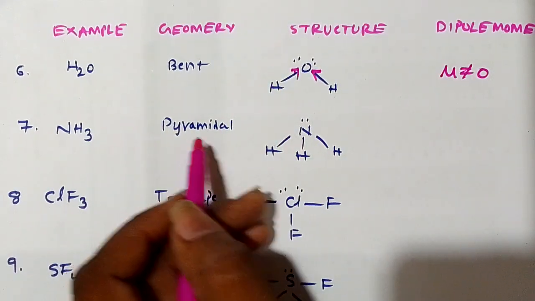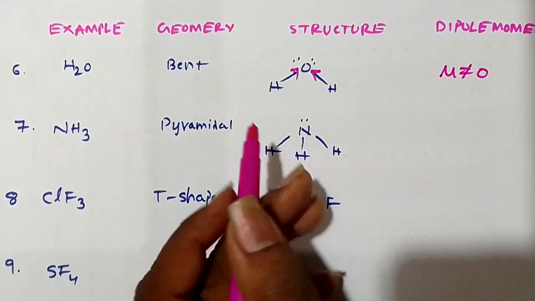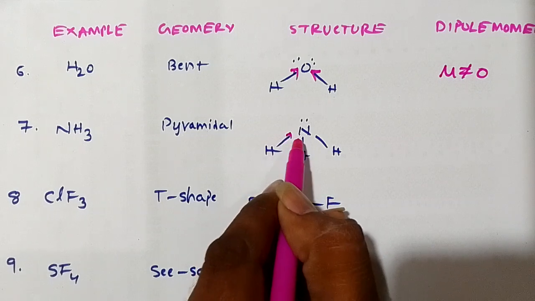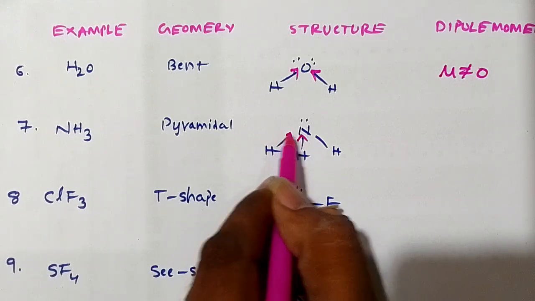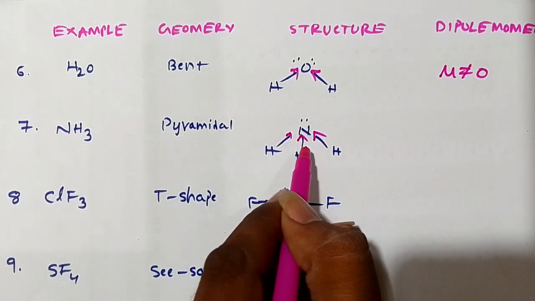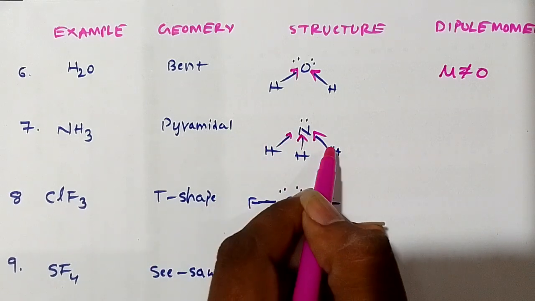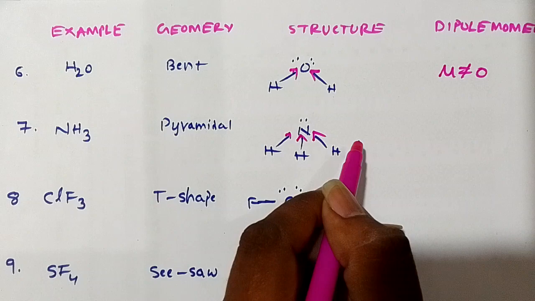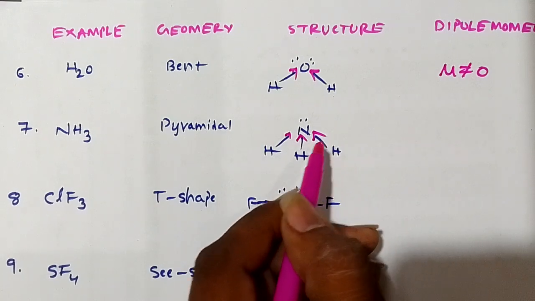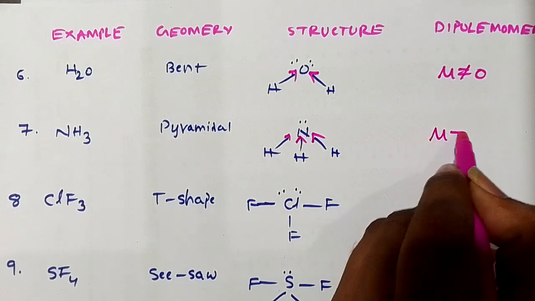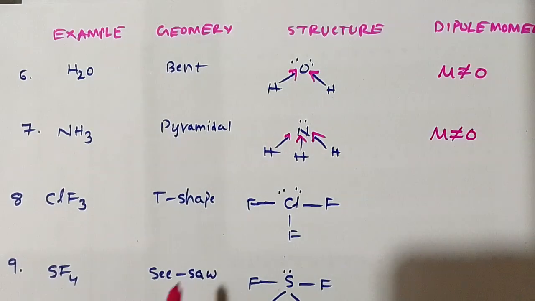NH3: it is pyramidal shape and the structure is like this. Now compared to hydrogen, nitrogen has more electronegativity, so it attracts the bonded electrons towards nitrogen. Now the net force is not equal to 0. It has some dipole moment because it is an unsymmetrical shape, so the dipole moment is not equal to 0.